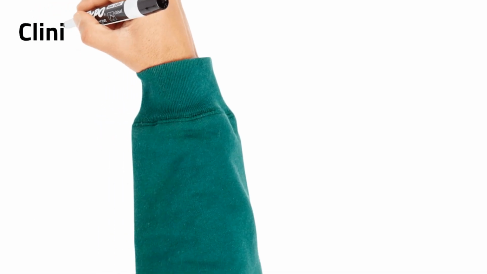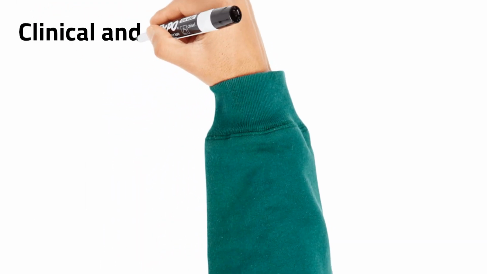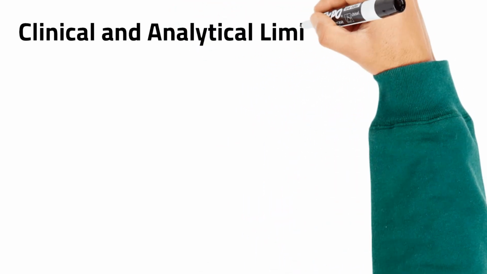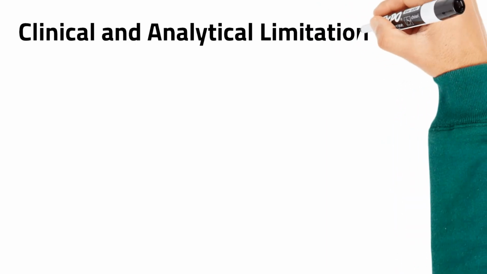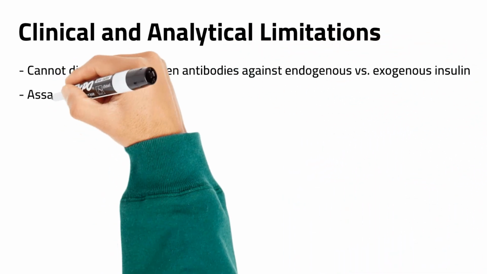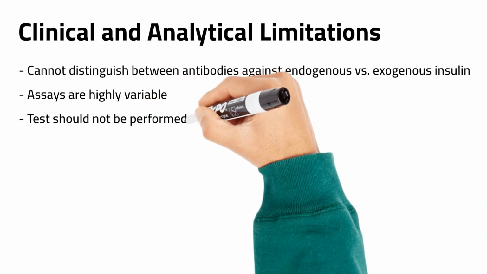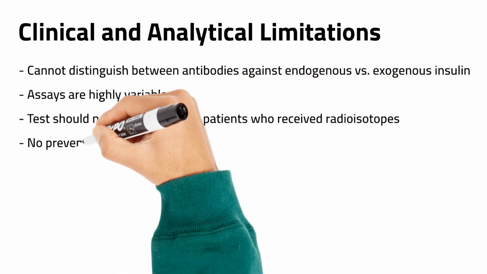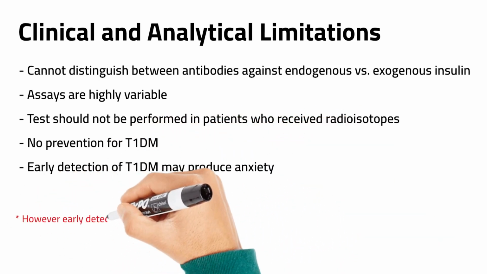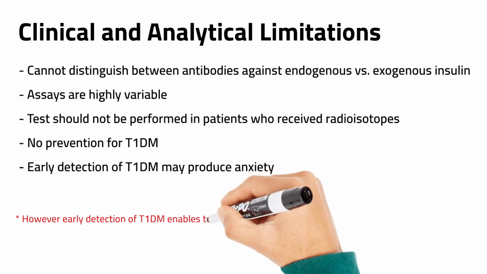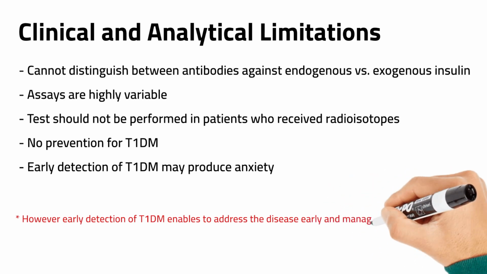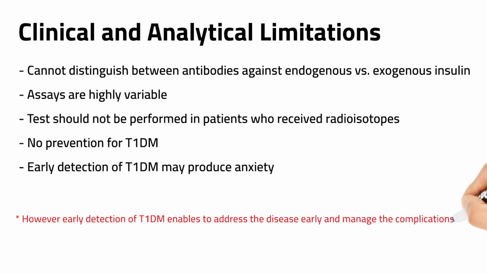The following points should be considered as caveats or limitations for testing diabetes autoantibodies. These autoantibodies were first described in individuals with diabetes who were managed with exogenous insulin preparations. As a result, we cannot distinguish between antibodies produced against endogenous or exogenous insulin. Assays lack sensitivity and precision. Type 1 diabetes cannot be prevented even if detected early. Early detection may produce anxiety. No lifestyle changes have been shown to impact the progression to type 1 diabetes. The test should not be performed in patients who have recently received radioisotopes therapeutically or diagnostically due to assay interference.